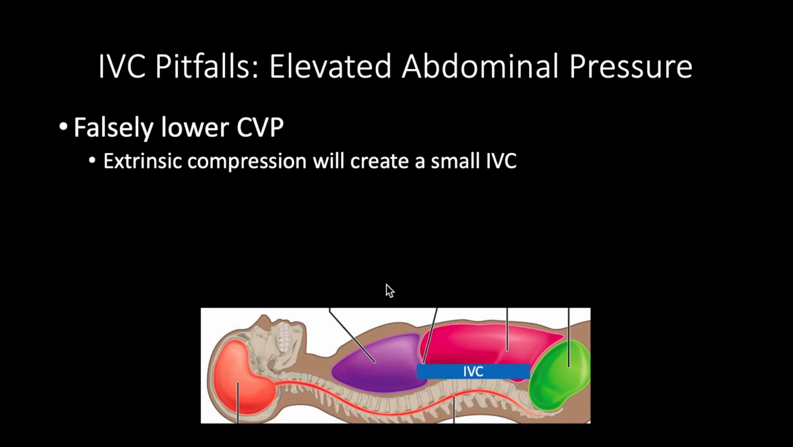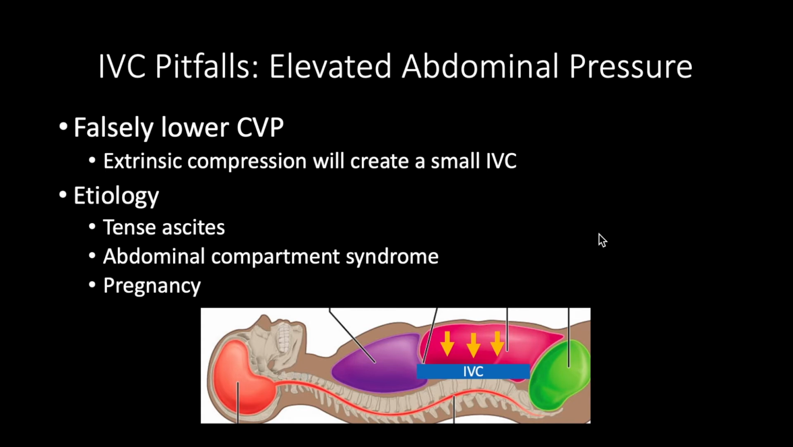Another pitfall to be aware of is circumstances where there's elevated intra-abdominal pressure. If you have a lot of intra-abdominal pressure, it's going to crush the IVC, and that extrinsic compression will falsely lower your central venous pressure. It will make it look small and collapsible. So classically, this happens with tense ascites. The classic scenario is a cirrhotic with tense ascites shows up into the ICU with hypotension.